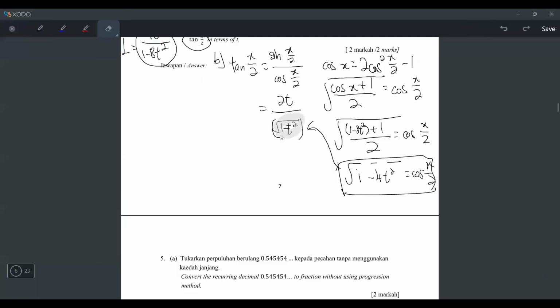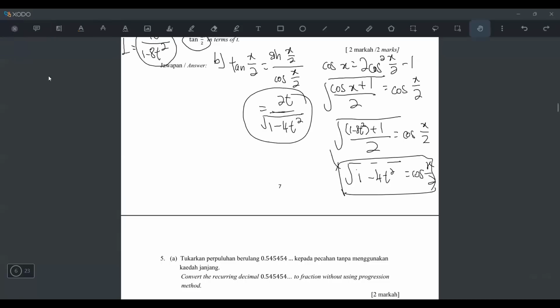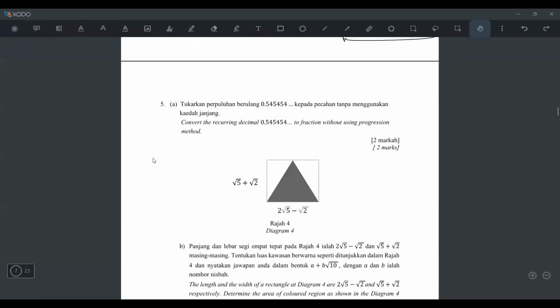Okay. Let's write nicely. So how do we write this? 2t over the square root of 1 minus 4t square. Okay, and this is your final answer. Let me just check with the answer scheme. Okay, yes, correct. So I hope you understand.